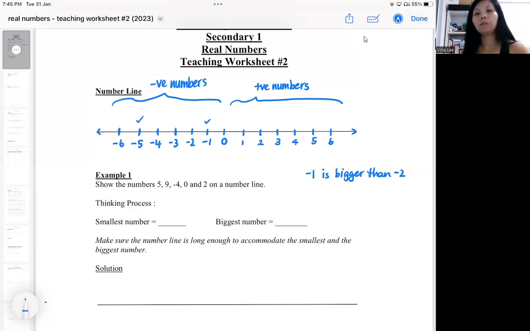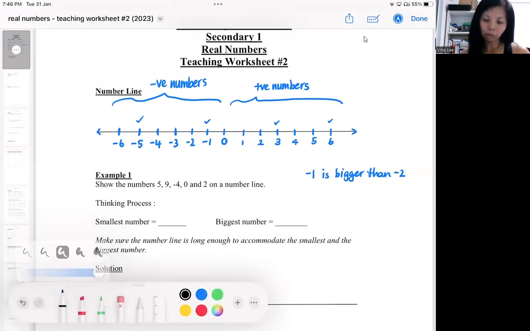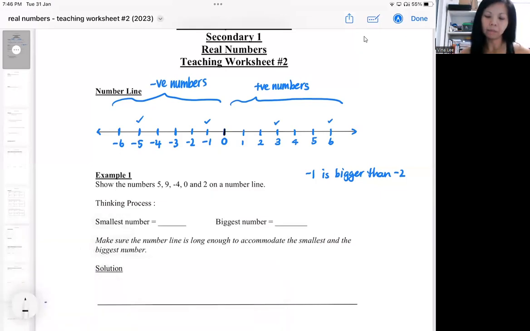So it's a bit different from positive numbers. For a positive number, like for example, 6 is bigger than 3. This one you already know since Primary 1. So for the positive number, the further away you are from 0, the bigger it is. But for the negative number, the further away you are from 0, you are actually smaller. So don't get confused.